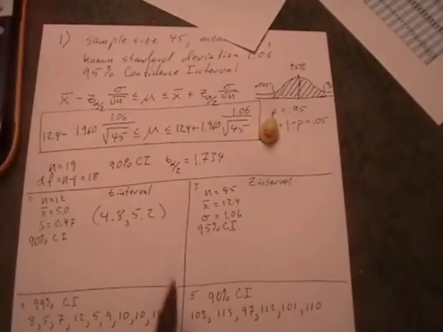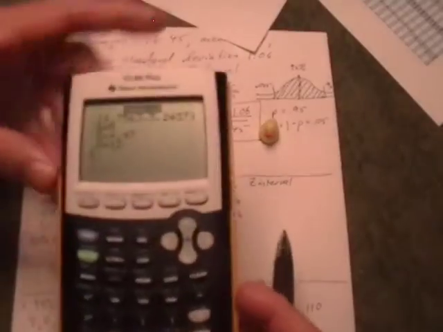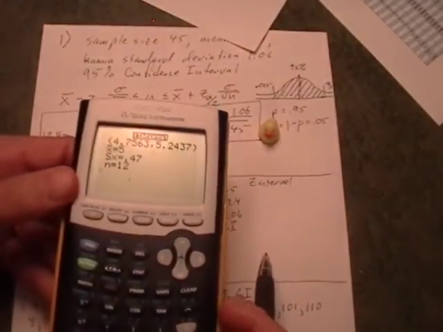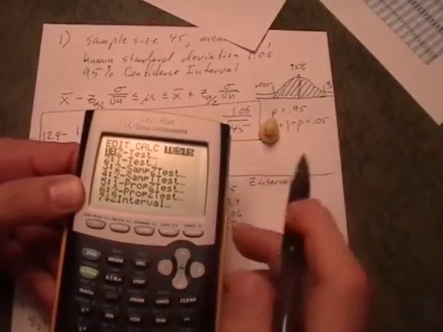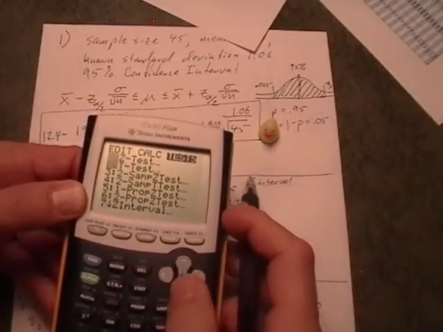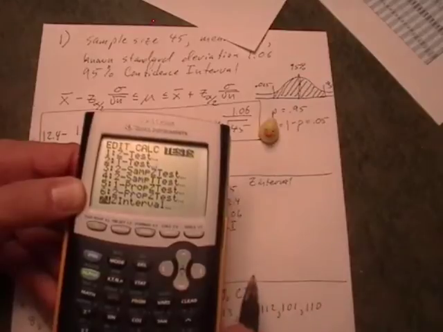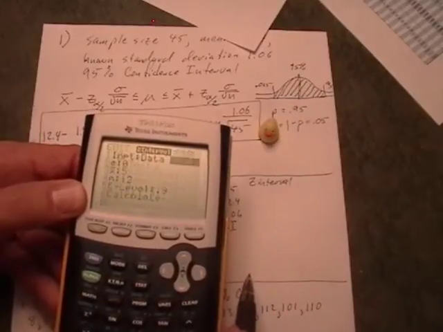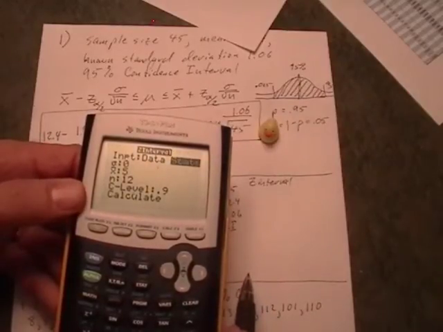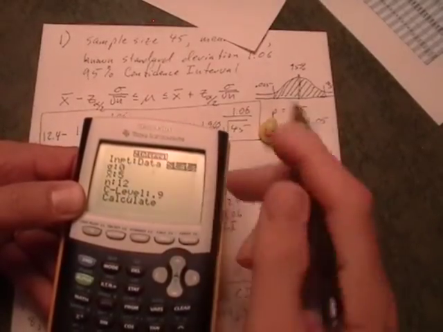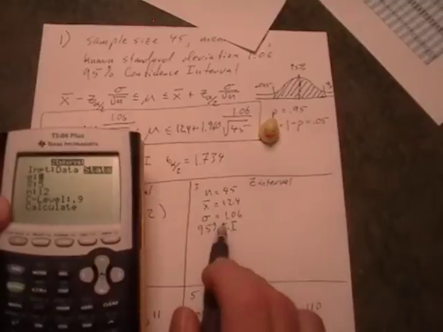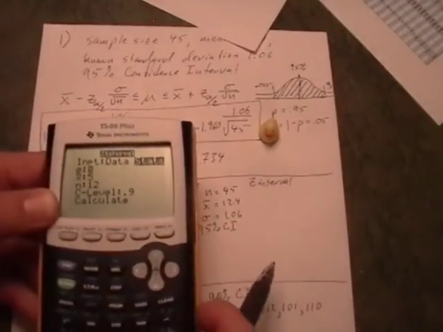Next, the z-interval. Almost the exact same thing. One important change. Stat, tests, instead of going down to line 8, the t-interval, you go down to line 7, the z-interval. And that's pretty much the only change. This time you'll notice it asks for sigma, and in this case sigma is 1.06.